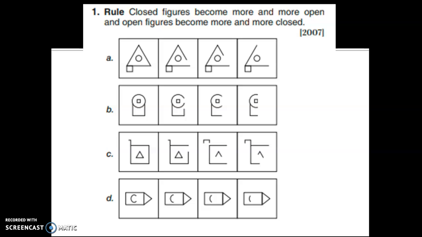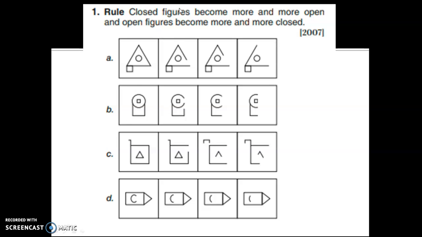In these problems, you are given a certain rule. Here the rule is: closed figures become more and more open, and open figures become more and more closed. This problem was asked in the 2007 Bitsat exam. Closed figures become open. See, in option A, the closed figure is a triangle and it is opening a little bit. But open figures should become closed, and here there is no open figure that is closing. So this is not our option.